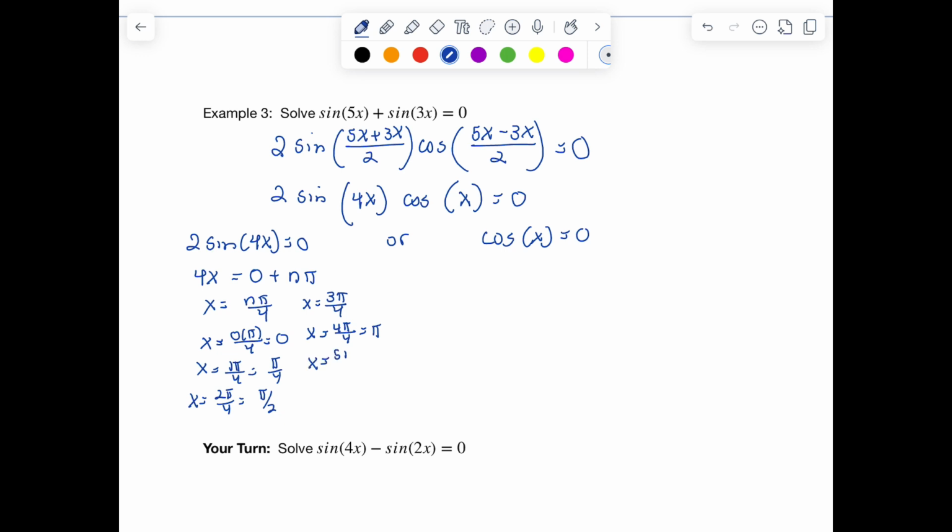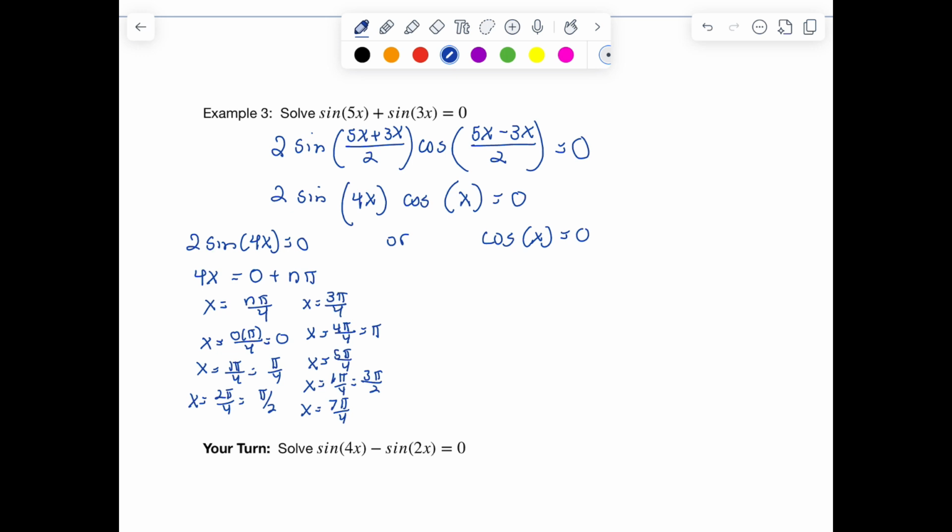If n is equal to 5, I get 5 pi over 4. If n is equal to 6, I get 6 pi over 4, which simplifies down to 3 pi over 2. And if n is 7, I get 7 pi over 4. If n is 8, I get 2 pi, which is another rotation around the unit circle.